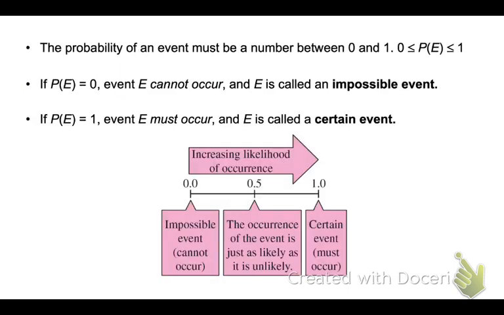Okay, the probability of an event must be a number between 0 and 1. 0 means an event will never occur. It cannot. It's called impossible. And 1 means an event is certain. Okay, you cannot have a 110% chance of happening.